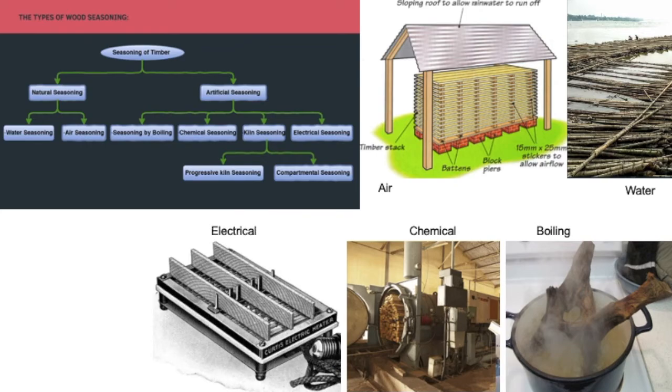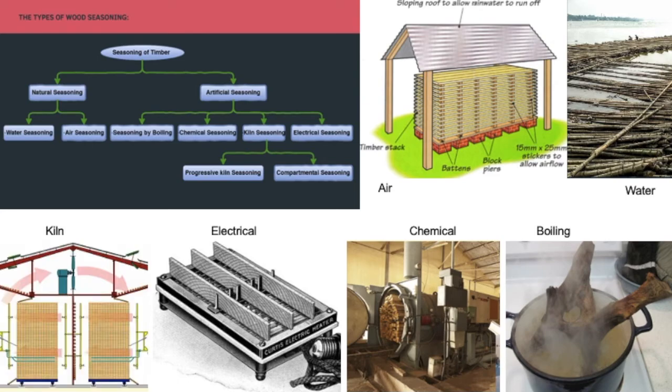Then there's the electrical one, also known as rapid seasoning. It's very quick in that the timber is subjected to high frequency alternating current to help with the drying process. And last but not least is the kiln one, where the timber is baked in a large airtight room by heating coils and fans. Those are the different methods of seasoning.